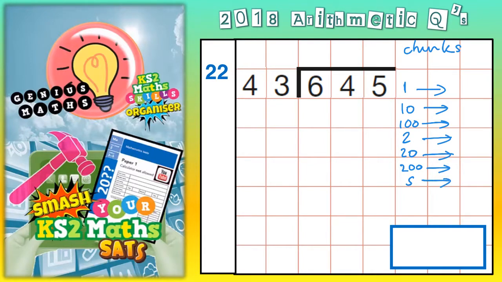There are other chunks. You could double a chunk of 20 to make a chunk of 40. You could times a chunk of 5 by 10 to make a chunk of 50. You can make other chunks. Anyway, let's see where this takes us.